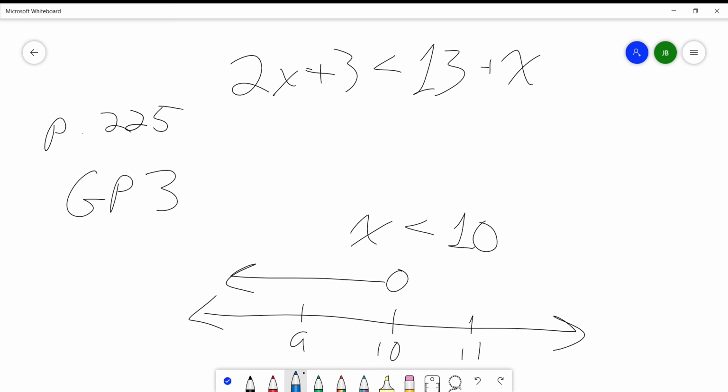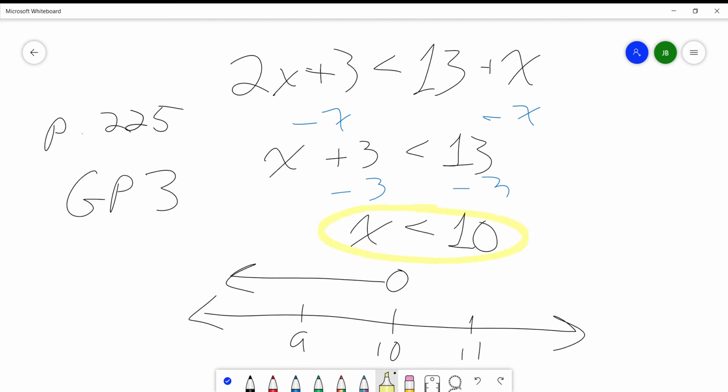You could have done it differently and still come up with the correct answer. Subtracting x from both sides will get me x plus 3 is less than 13. I've succeeded in getting only numbers on the right side of this inequality. Now I'm going to subtract 3 from both sides. Minus 3, and lo and behold, I end up with this. X is less than 10. Whoop, and I graphed it underneath. Got it?